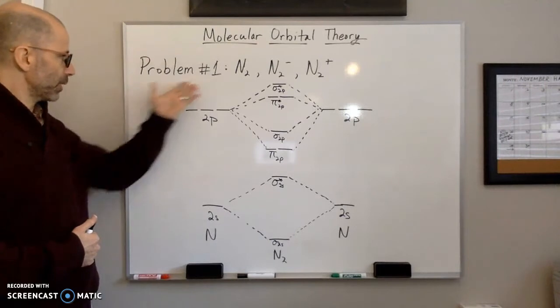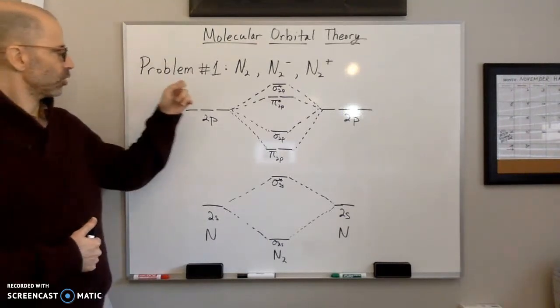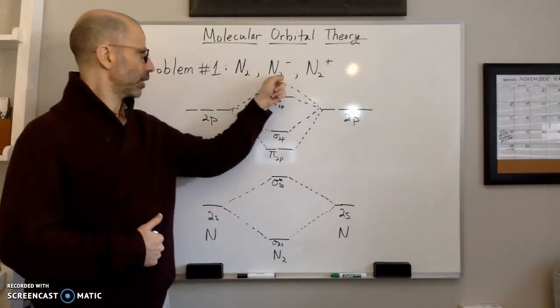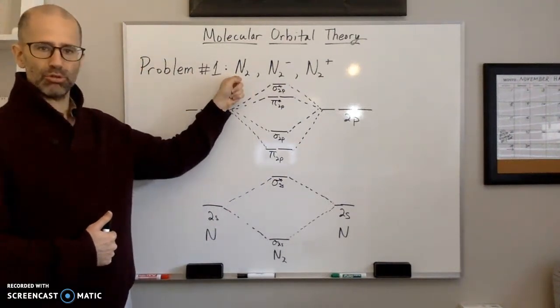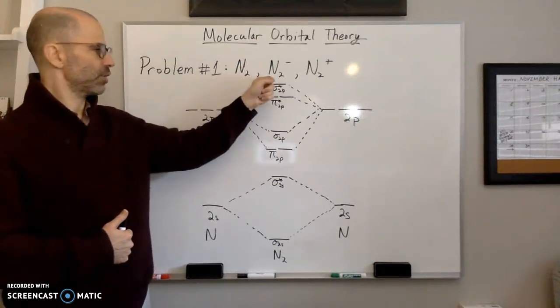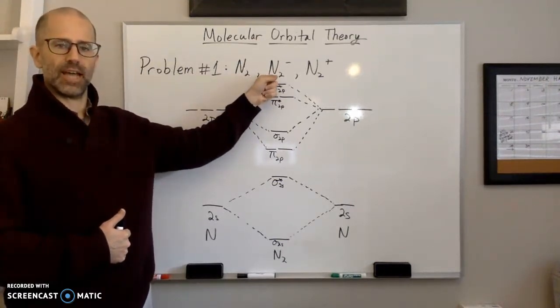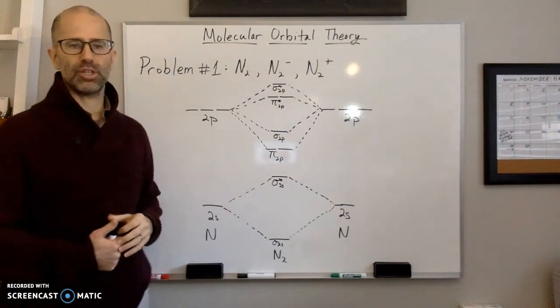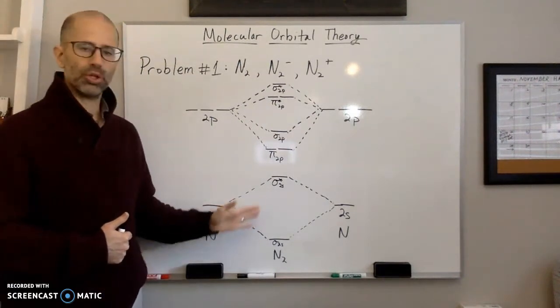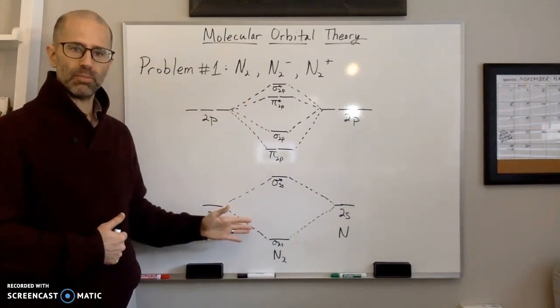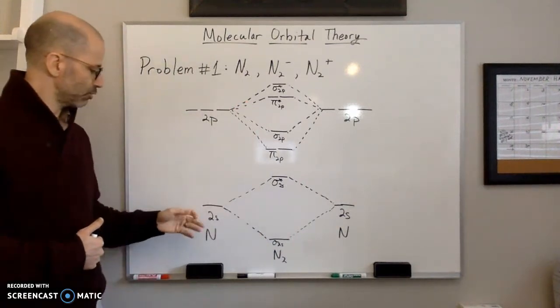And so the problem here we're going to look at is we're given three different molecules of nitrogen. You have the neutral charge nitrogen, you have the nitrogen that has a negative charge on it, and you have nitrogen with a positive charge. And so all you need to do is know the order of the molecular orbitals. And this is again how you set it up.